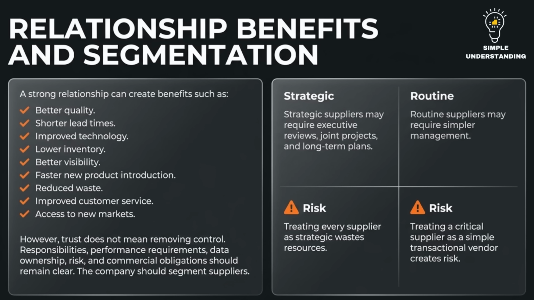The company should segment suppliers. Strategic suppliers may require executive reviews, joint projects, and long-term plans. Routine suppliers may require simpler management. Treating every supplier as strategic wastes resources. Treating a critical supplier as a simple transactional vendor creates risk.